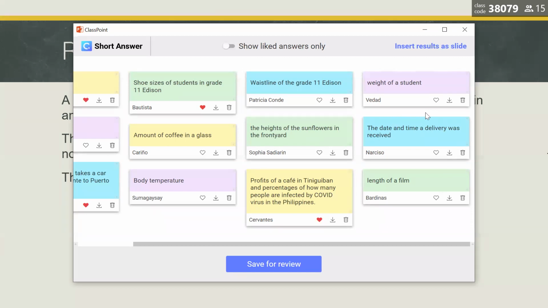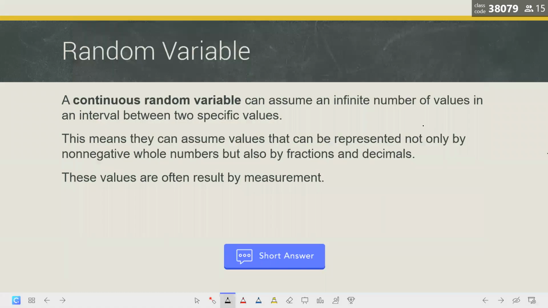Okay. Next is weight of a student. Yeah, it can be the date and time a delivery was received. Siguro dito, Leia, yung specific like how long does it take a package to be delivered or received by the buyer, ganon. Ayan. So, length of a film, that's correct. Sige, okay, very good. So far, you were doing great. Do you have questions regarding discrete and continuous?